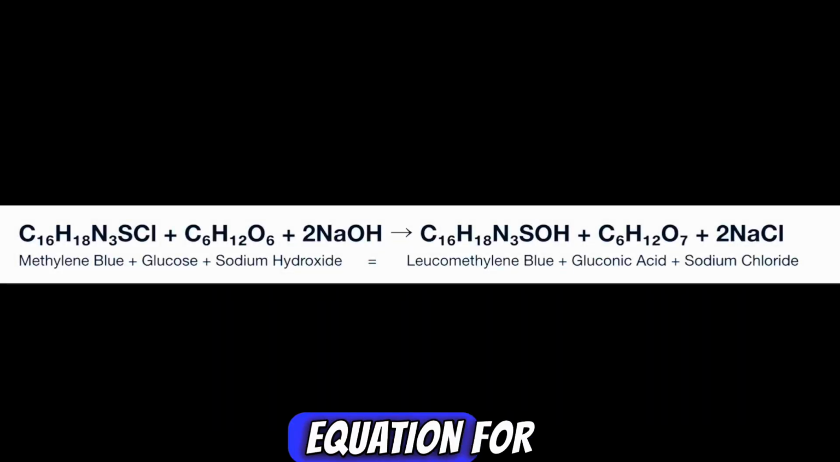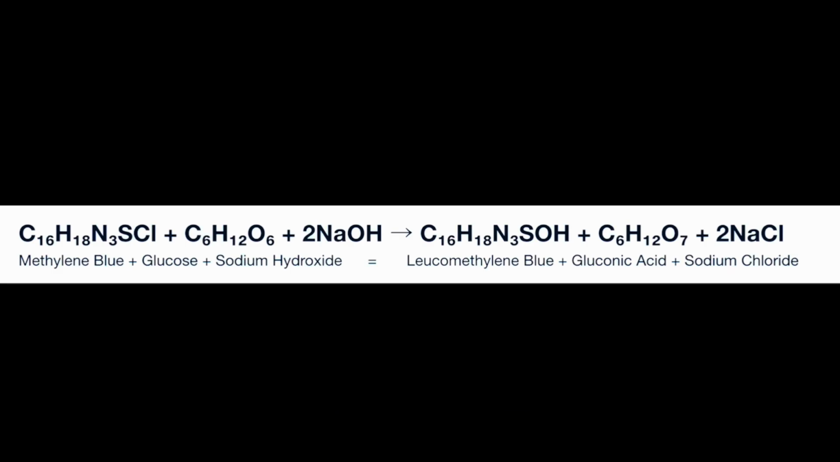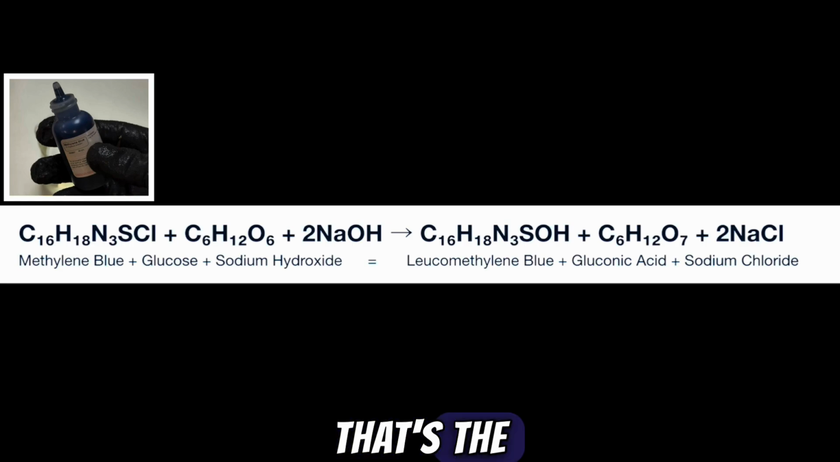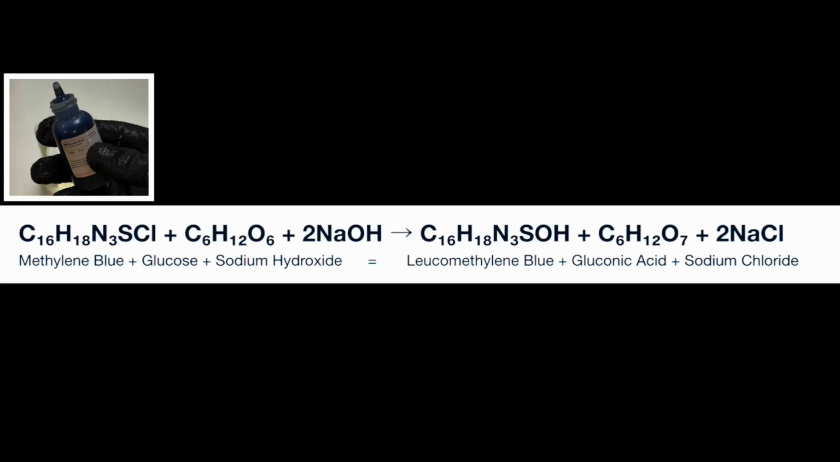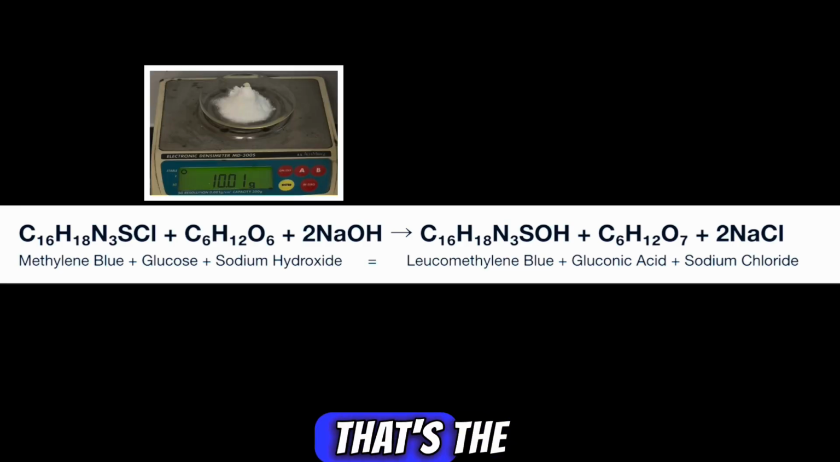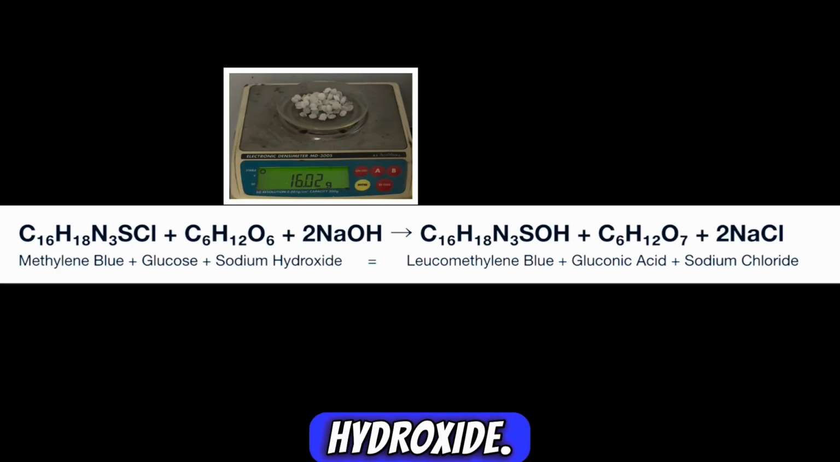Here's the simplified equation for this amazing redox reaction. We start with the reactants methylene blue, glucose, and sodium hydroxide in an aqueous solution. We have 1 mole of methylene blue, that's the C₁₆H₁₈N₃SCl. That's when it's in its blue state. We have 1 mole of glucose, that's the C₁₆H₁₂O₆, and we have 2 moles of sodium hydroxide, that's the 2NaOH.